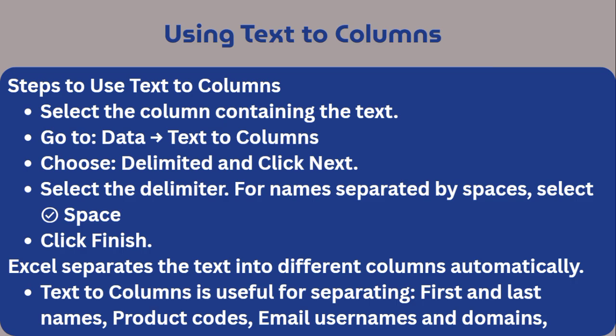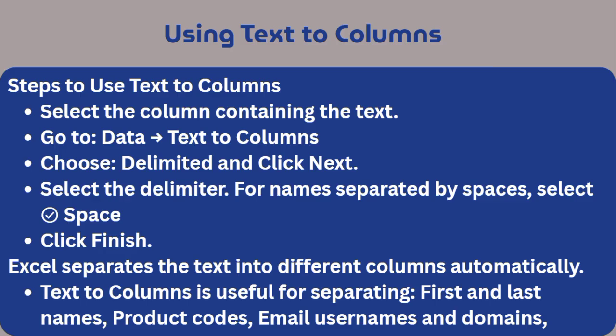Now, for you to use text to column, the first thing is that you select the column containing the text. So where is the column containing the text? You select it. Then you go to data, you go to text to columns. Then you choose delimited and click next. So you choose what? Delimited and click next.